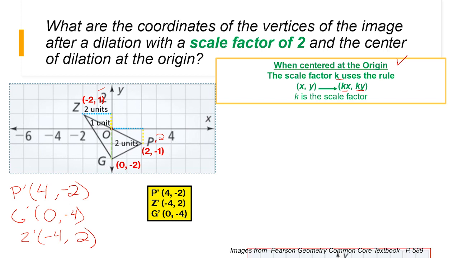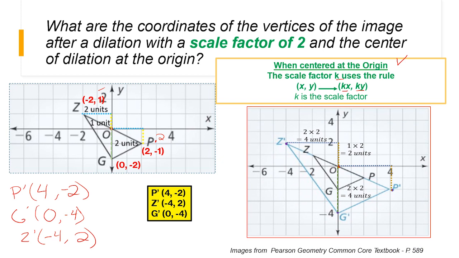And then if we had to graph, we would just take our graph and plot our new ordered pairs. So as you can see right here, we have Z prime, which is -4, 2. We have G prime, 0, -4. And we have P prime. That is at 4, -2.